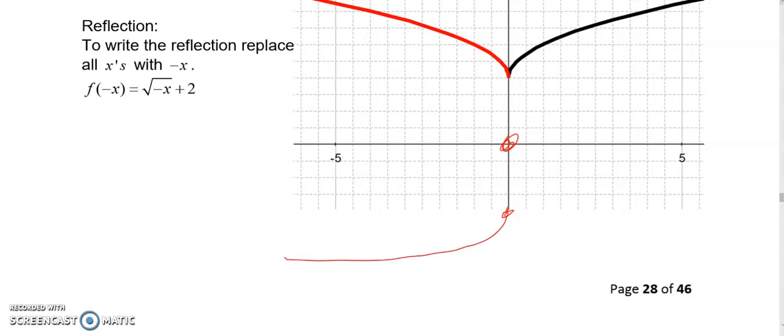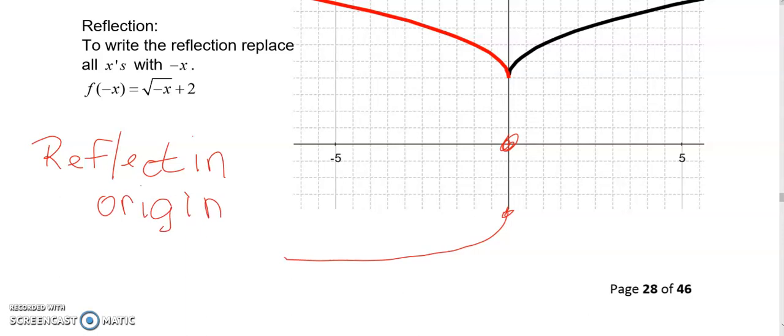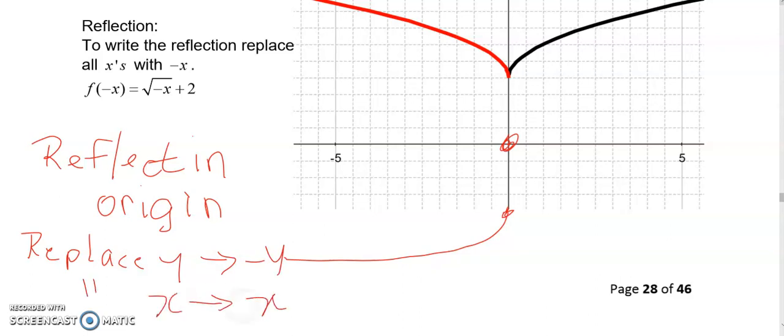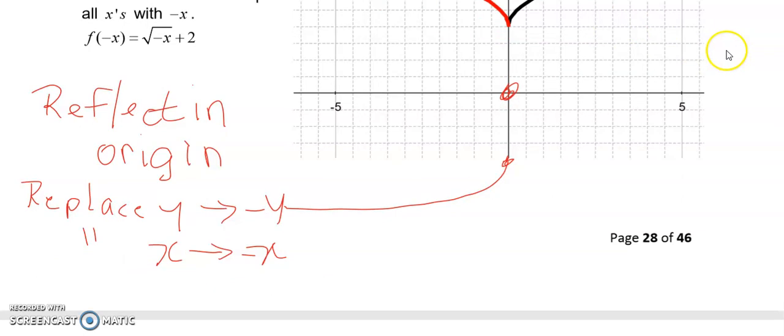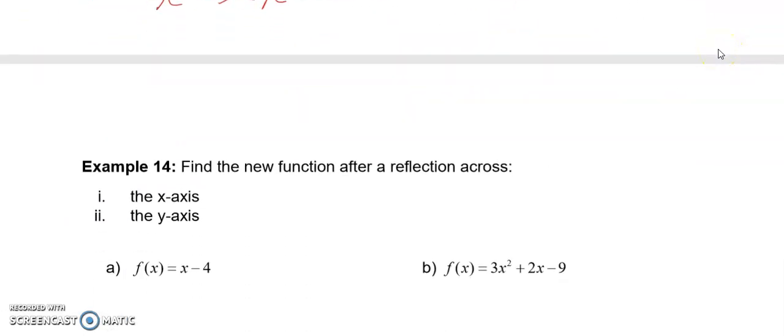Now, to reflect a function through the origin, you actually do both of those things. So to reflect in the origin, you make both replacements. You replace y with negative y, and you also replace the x with negative x. So you basically do both things. I'm going to consider all three of those reflections now as we look at some examples on the next page.